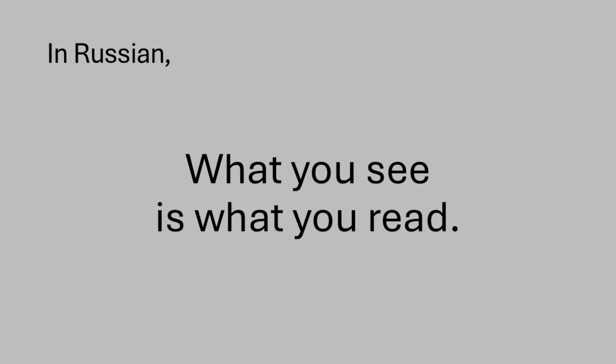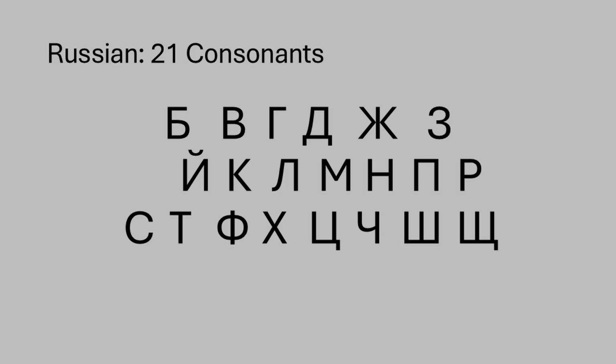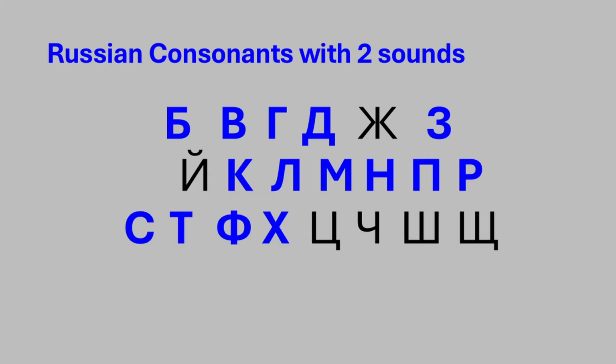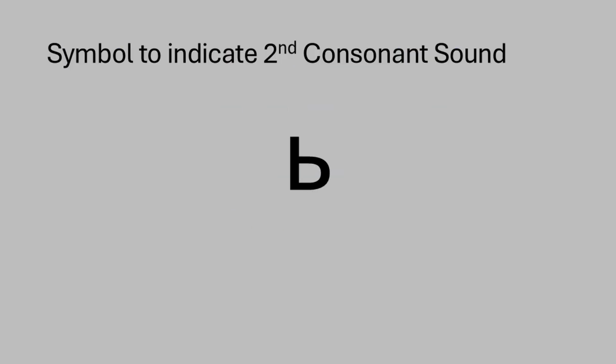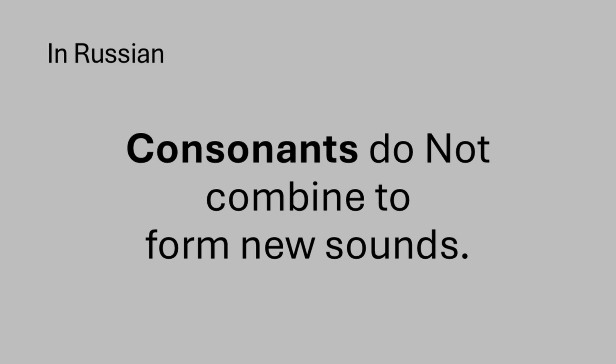In Russian, what you see is what you read. Letters do not combine. So in Russian, there are also 21 consonants. And given, about half of those consonants have two sounds. But there is a symbol within the Russian language that tells you when to use the second sound for that consonant. So what you see is what you read in Russian. Consonants do not combine.